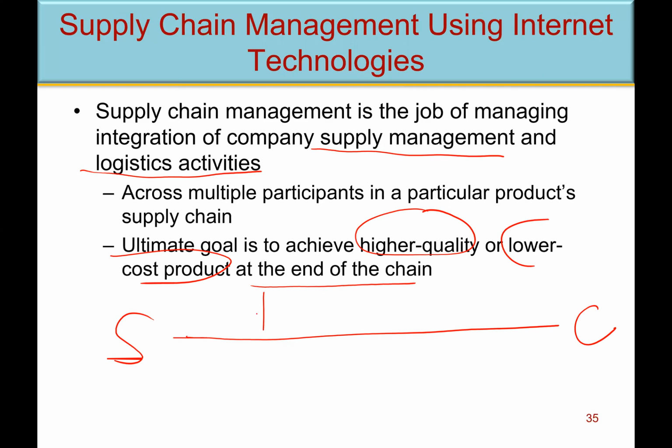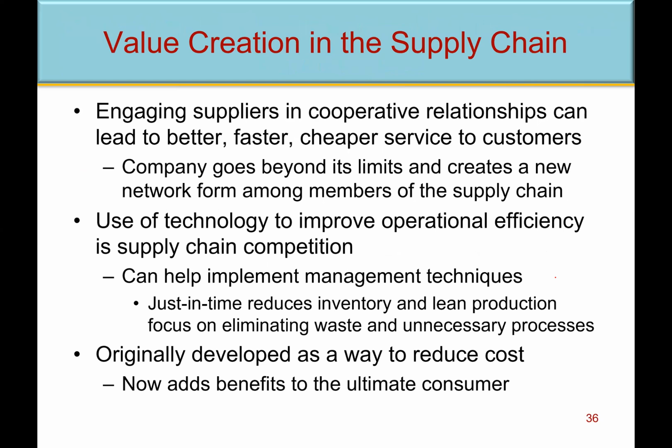So what they want is lower cost and higher quality. This is the ultimate goal. Value creation in the supply chain: what are the values created? Engaging suppliers in a cooperative relationship can lead to better, faster, cheaper service to the customer. The company goes beyond its limits and creates a new network among members of the supply chain, like manufacturers, suppliers, distributors, and customers as well.